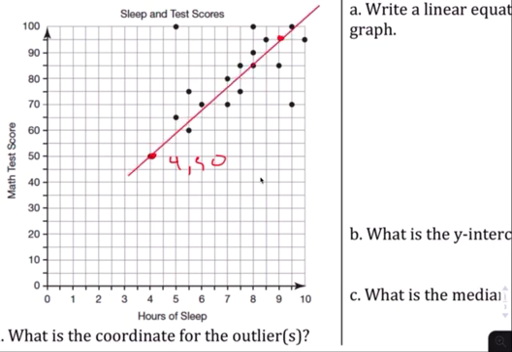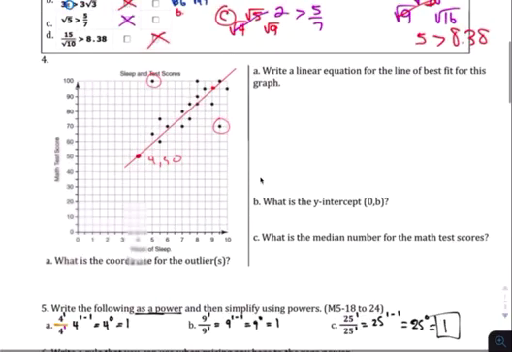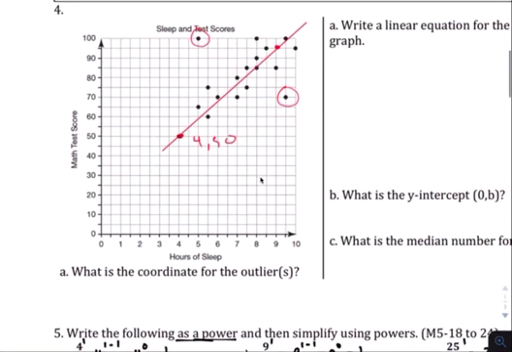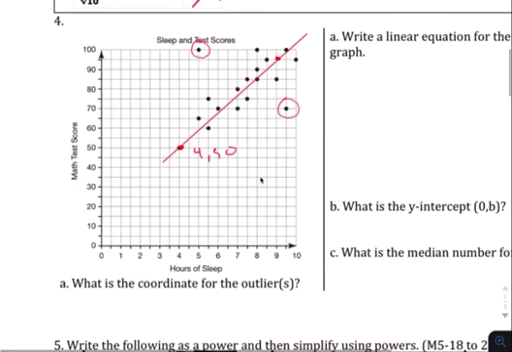in the middle of all the dots. You can always make your own dot within all the dots. So these are outliers right here. Those are outliers. It asks for outliers. What is the coordinate? There's 2 of them, right? 9.5 and 70, and the other one is 5 and 100. 5 hours of sleep and got 100.